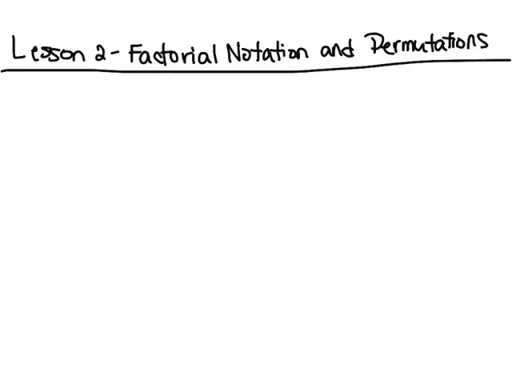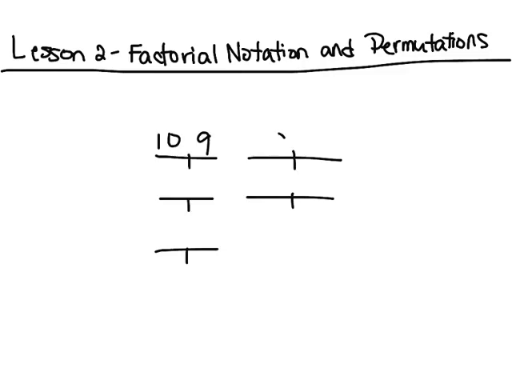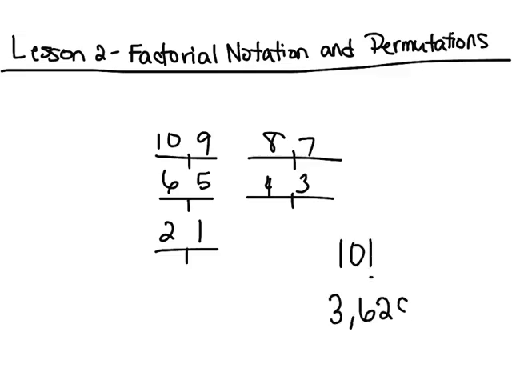Part C, if there's 2 teachers joining on the bus, how many ways can they sit? So now we have to use 5 seats because we have 10 people. So we have 10, 9, 8, 7, 6, 5, 4, 3, 2, and 1. So there's 10 factorial ways they can sit, which is 3,628,800.